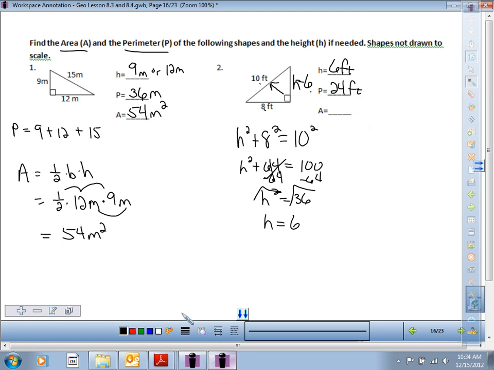And the area of this, so when we calculate area, area is going to be 1/2 times the base times the height, which is 1/2 times the base of 8 times the height of 6. So again, the way I look at this, half of 8 is 4, 4 times 6 is 24. So we have 24 units squared, 24 square feet. All right. So we can go to the next problem now.